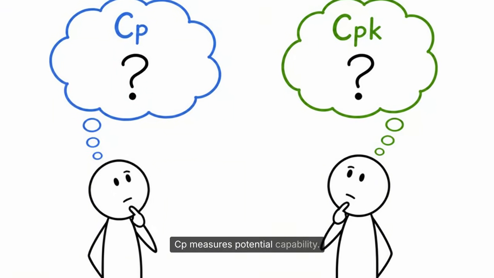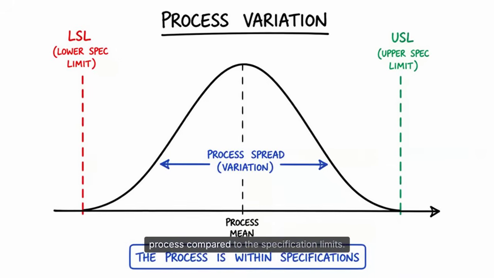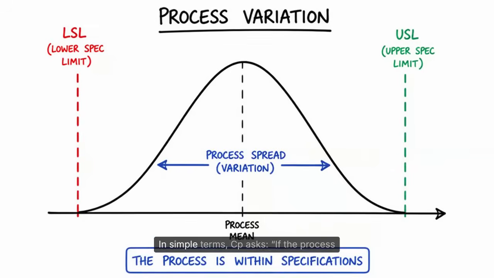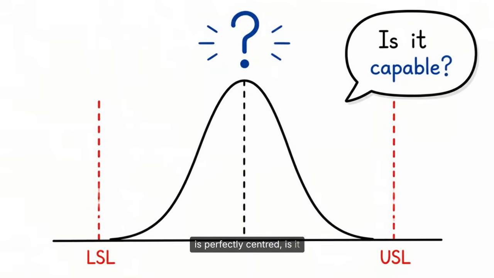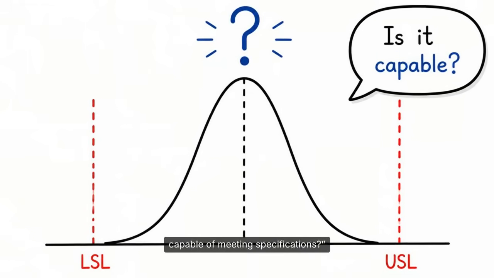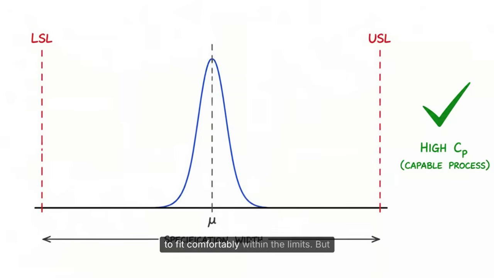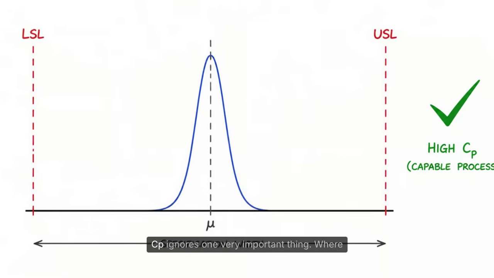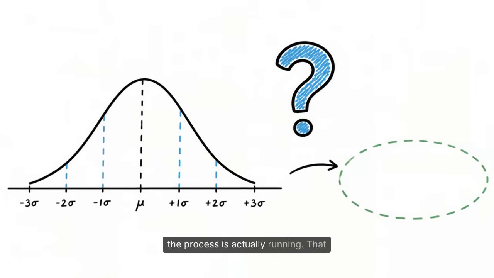CP measures potential capability. It looks at how much variation exists in the process compared to the specification limits. In simple terms, CP asks, if the process is perfectly centered, is it capable of meeting specifications? A high CP means the process spread is tight enough to fit comfortably within the limits. But CP ignores one very important thing, where the process is actually running.